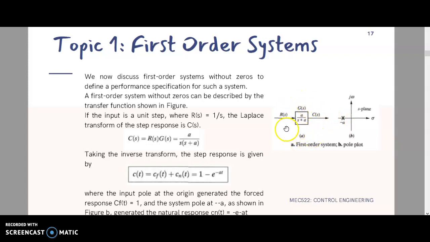Kita tahu dia punya transfer function dia adalah a over s plus a. And then for this system, there are no zeros. Tak ada zero. But there is one pole here, s equal minus a. So you can see, this sign, cross, shows that one pole, minus a.